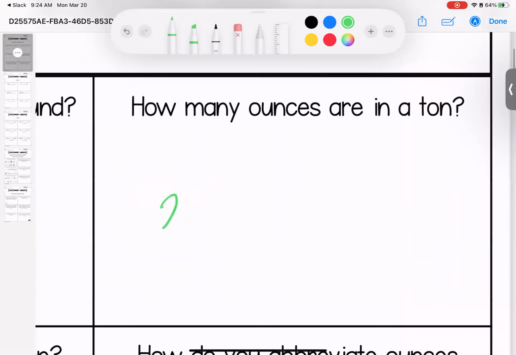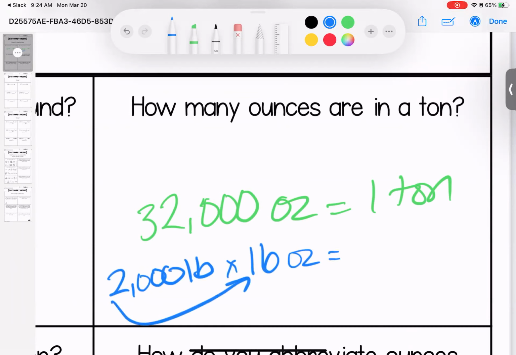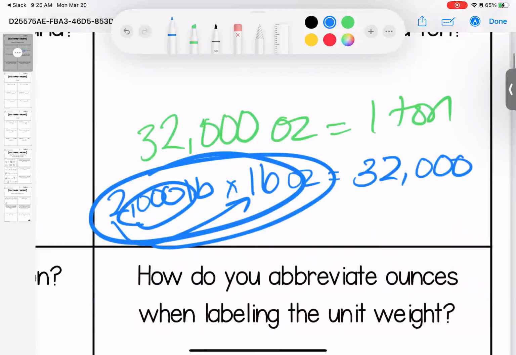How many ounces are in a ton? There are 32,000 ounces in 1 ton. If I was not sure how to do this, my strategy could be that there are 2,000 pounds in a ton and there are 16 ounces in a pound. So I could drop the zeros, find the fact, 16 times 2 is 32, multiply, put my zeros back. So this is what our formula would look like for this one.